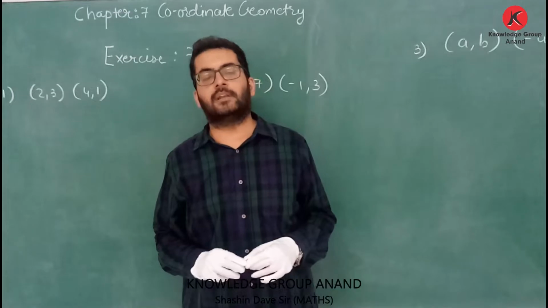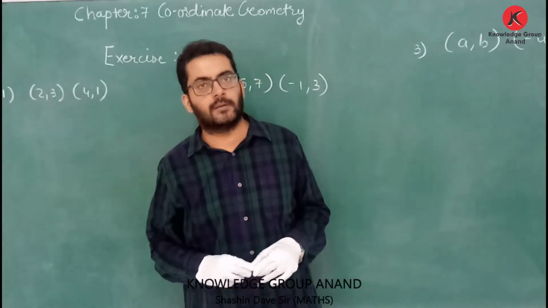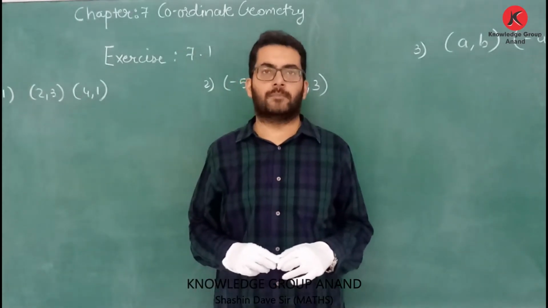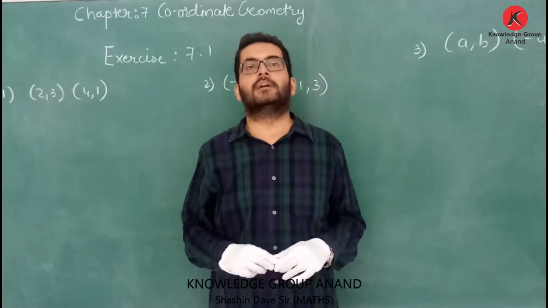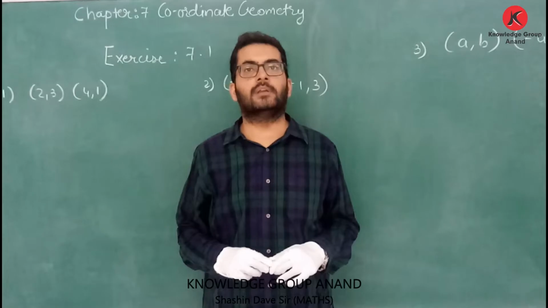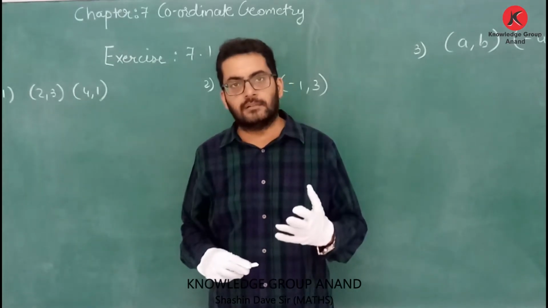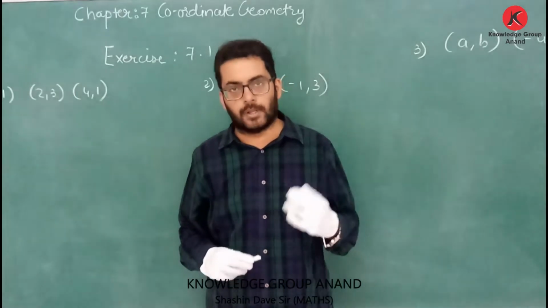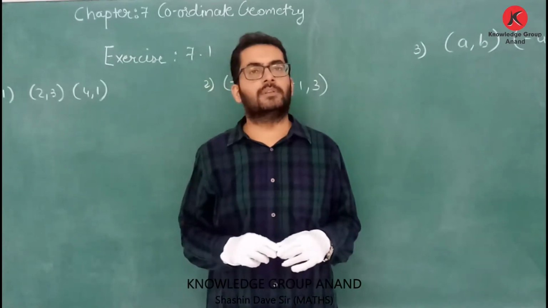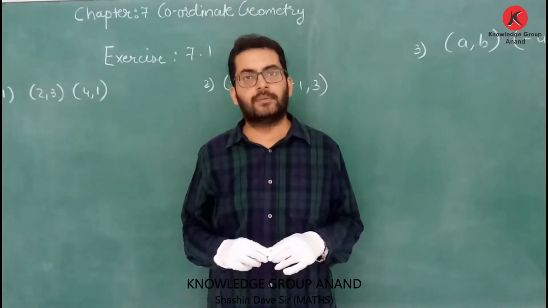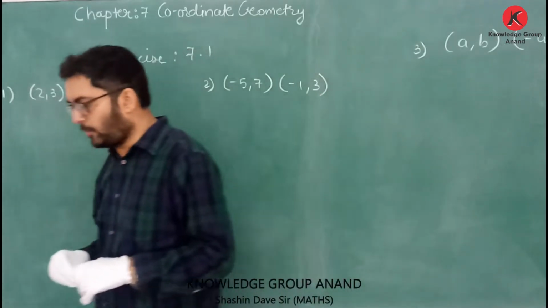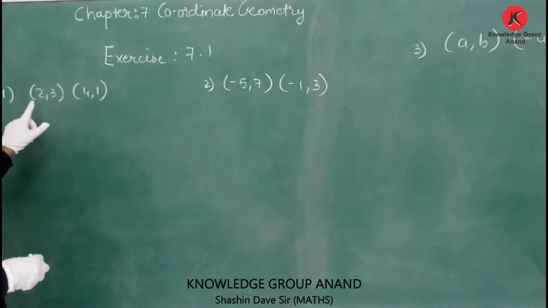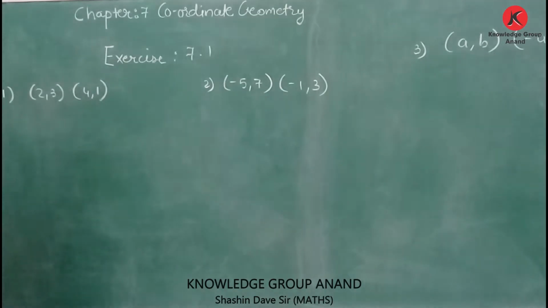Okay, dear students, after getting the proper understanding of distance formula, we start exercise 7.1. As I said during the previous lecture, that exercise 7.1 is totally dedicated to one formula, that is the distance formula. So here in question 1 there are 3 questions, points are given, you need to find the distance between those points. Question 1, points given are 2, 3 and 4, 1.